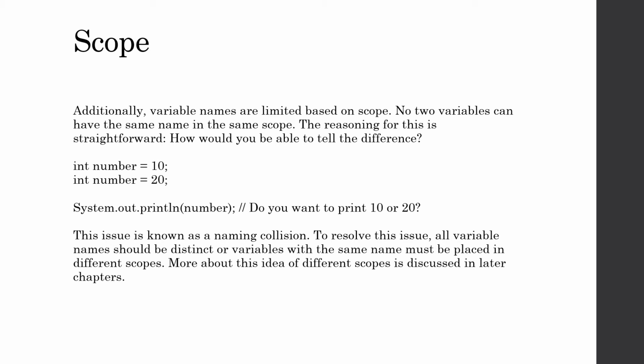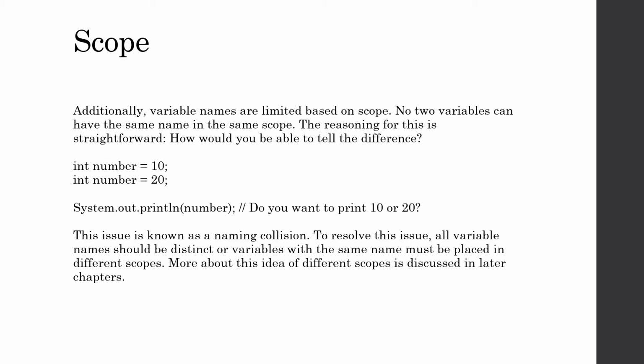Or to refer back to the box analogy, imagine that you have two boxes and you've put the same label on those two boxes. Well, if somebody asks you for one of those boxes later, how do you know which one that they are referring to? So in this case, we've got two instances where we're trying to declare an integer called number. We give it two different values, so we got 10 and 20. And then when we get to this print statement, we're trying to print out number, but do you mean that you want to print out the number 10 or the number 20?